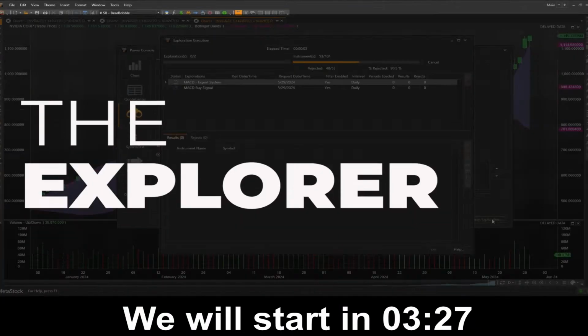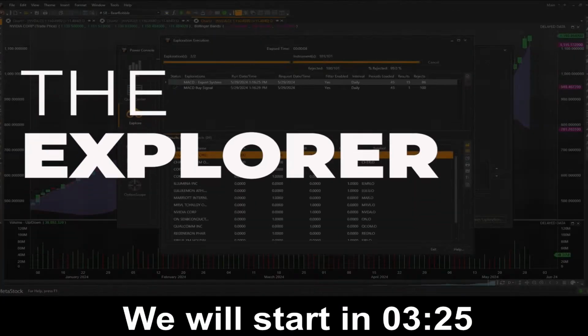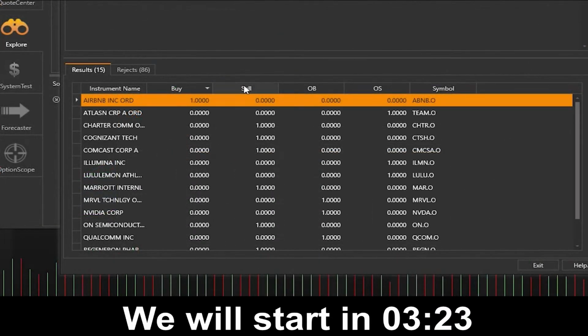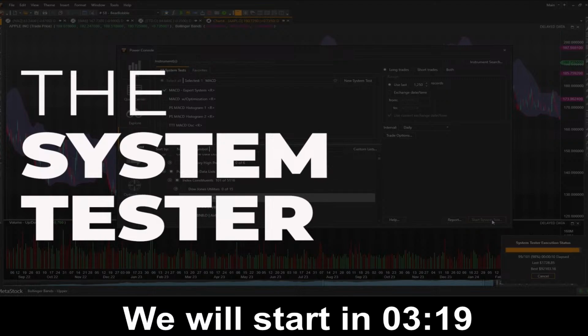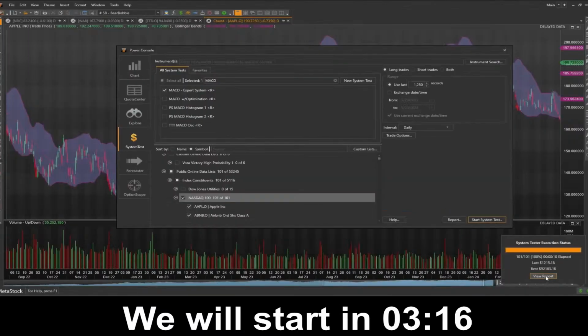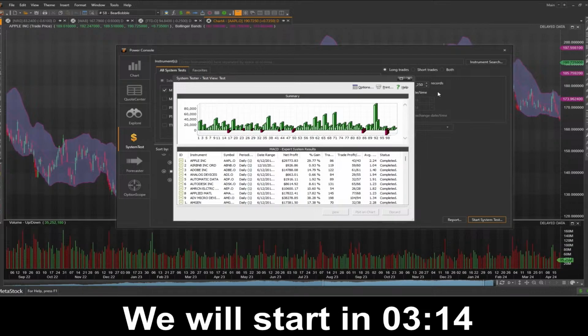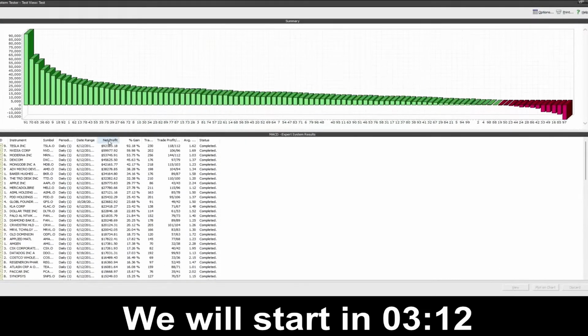You can scan the market with the MetaStock Explorer to filter and sort securities that show buy and sell signals based on your criteria. The MetaStock System Tester lets you test most strategies through a process called backtesting. This allows you to see how your strategy would have performed over time.